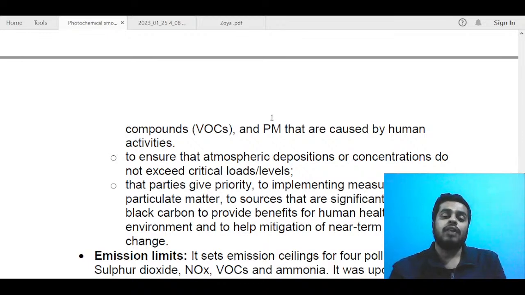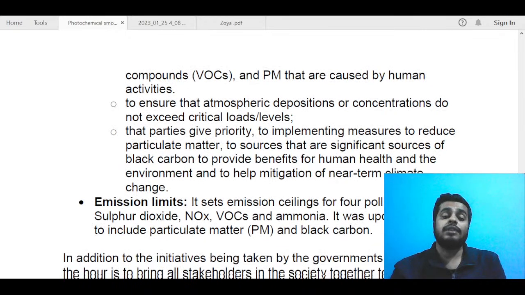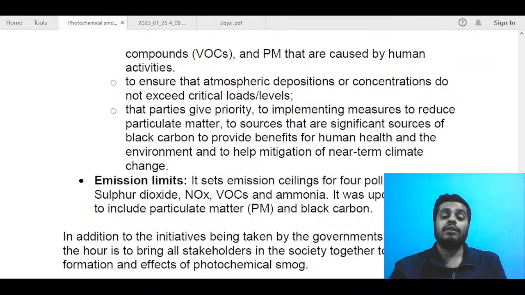So you can mention that also. Next, we talk about ensuring that atmospheric depositions or concentrations do not exceed critical load levels. So basically, they had given a target, and the parties were asked to stick to those levels of emissions. The parties gave priority to implementing measures to reduce particulate matter to sources that are significant sources of black carbon, to provide benefits for human health and the environment and to help mitigation of near-term climate change.